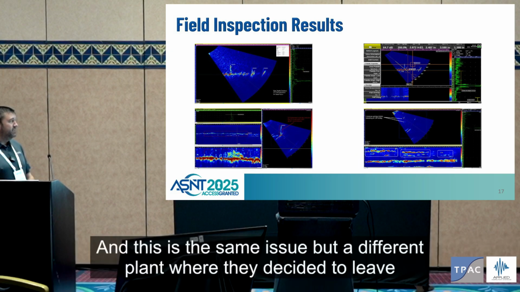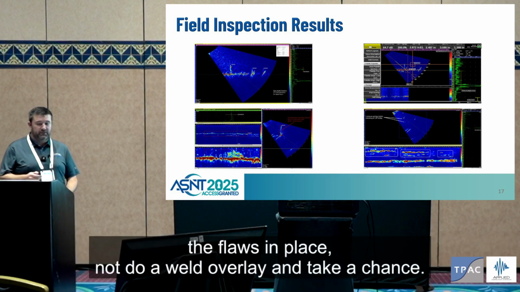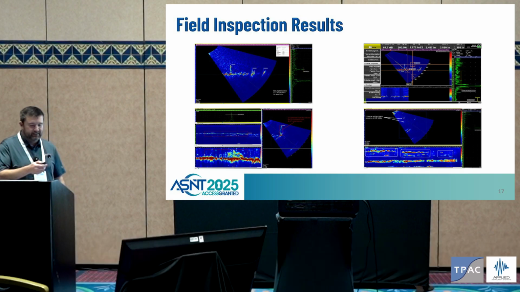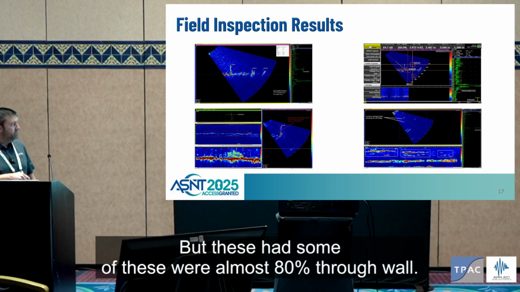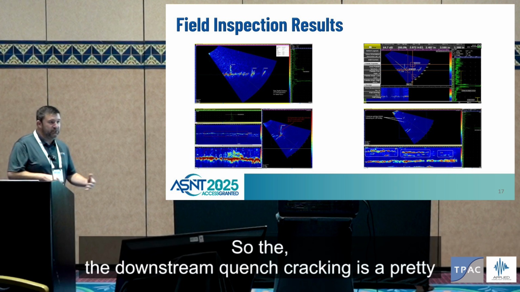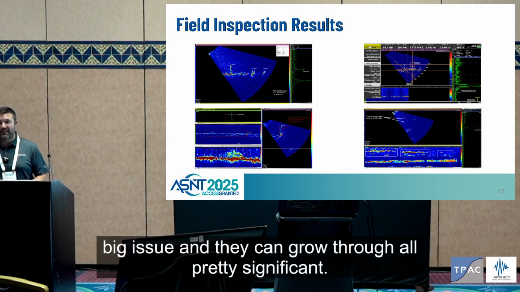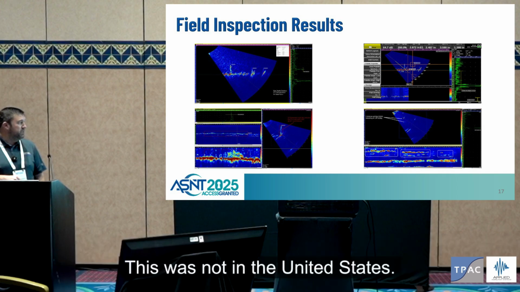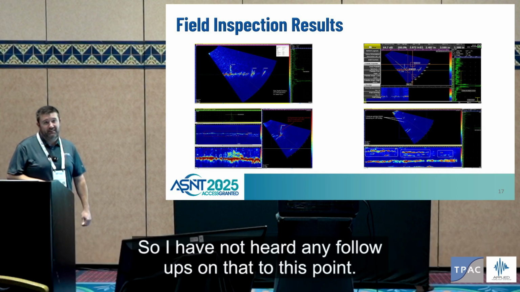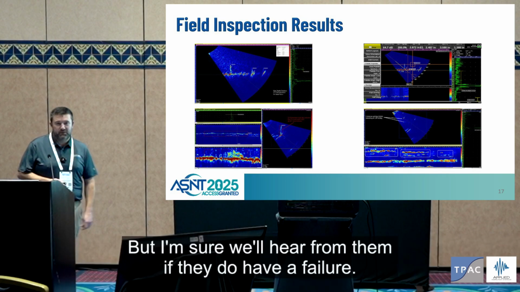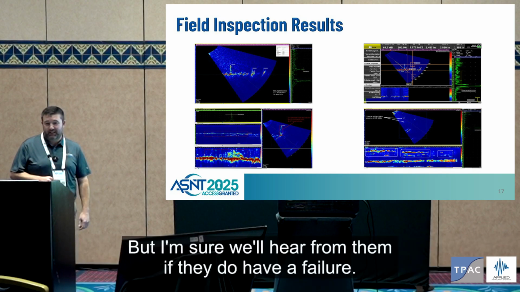And this is the same issue, but a different plant where they decided to leave the flaws in place, not do a weld overlay and take a chance. This is a third phased array system, but some of these were almost 80% through wall. So the downstream quench cracking is a pretty big issue, and they can grow through wall pretty significantly. This was not in the United States, so I have not heard any follow-ups on that to this point, but I'm sure we'll hear from them if they do have a failure.